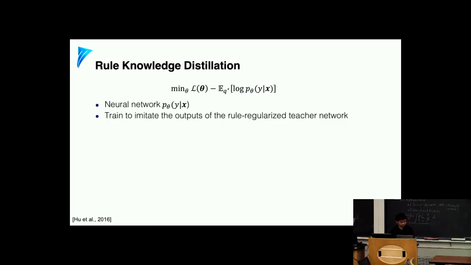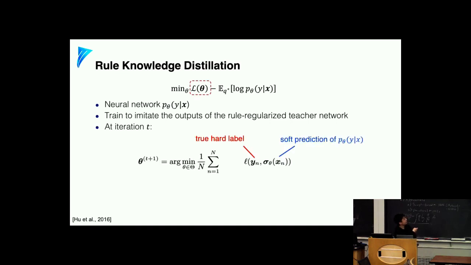And how does it relate to our framework? Here we can see this objective in the M step. This is the neural network of interest, which is the student model, and we train this model to imitate the outputs of the teacher network. So here at iteration t, this is the regular objective. This is the true hard label in the data, and this is the soft prediction of the student model. For example, here this L is the cross entropy loss. This is the regular term.